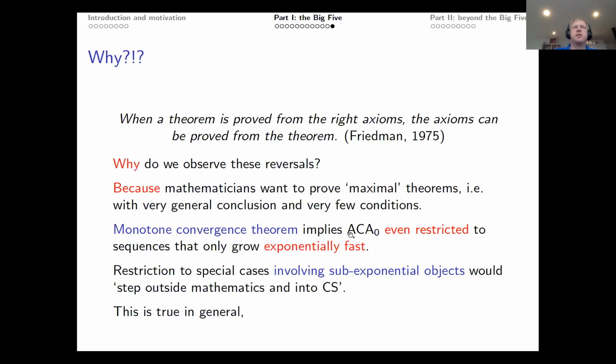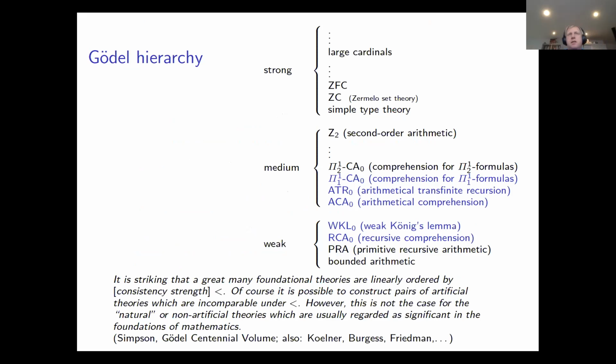Of course, then we still don't know why this is the case. Why do our reversals always go through for this kind of theorems restricted to exponentially fast objects? And as I said, this is true in general, except for combinatorics. And that's where most of these exceptional theorems also come from, as we will see. So first, I should tell you a little bit more about the grand scheme of things.